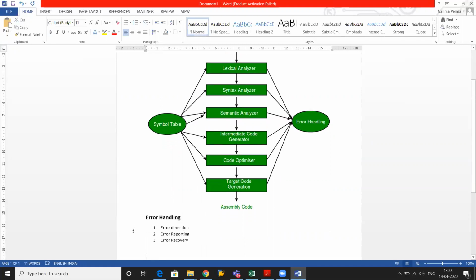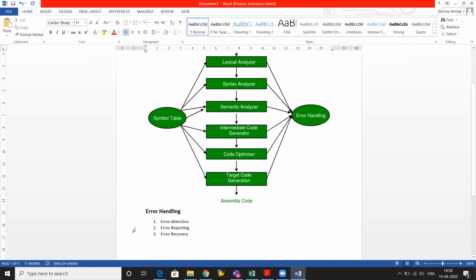So error detection, what is the meaning of error detection? Detecting the error in the program at the time of compilation, right? Error reporting, what is the meaning of error reporting? Whatever error is detected, give the appropriate message for that error to the user, so that the user can handle that error correctly in the program. And what is error recovery? There are certain mechanisms made by the compiler developer while designing the compiler, which can recover certain types of errors in the program automatically, or it gives a clue to the programmer how to recover from this particular error which is generated.